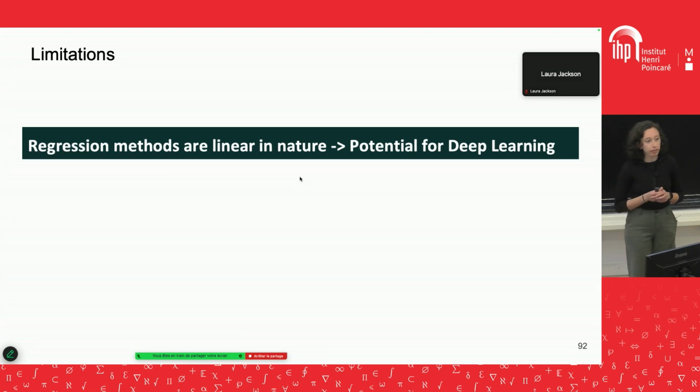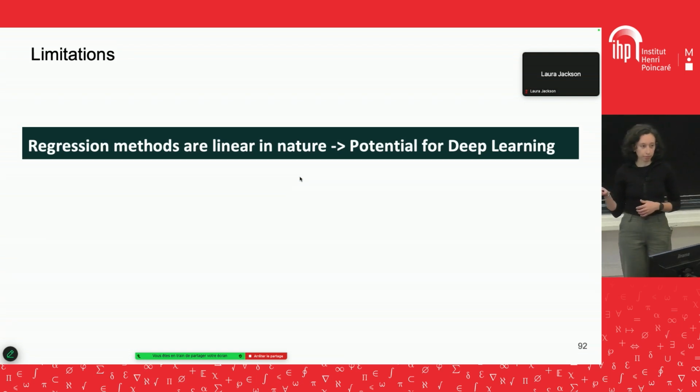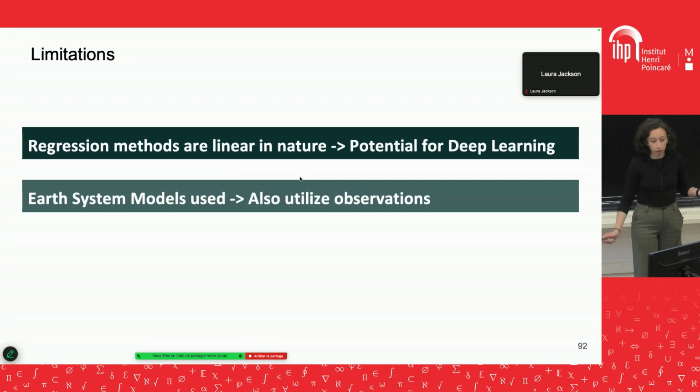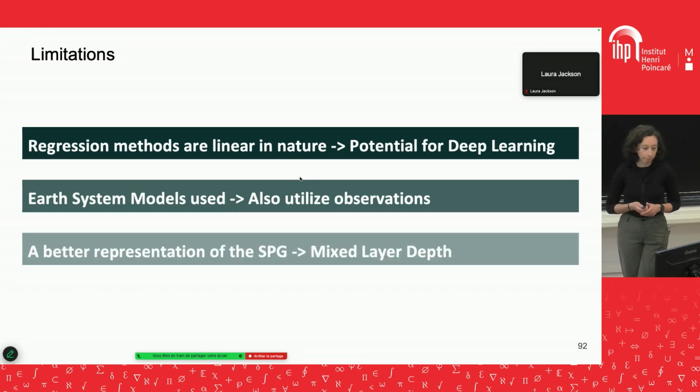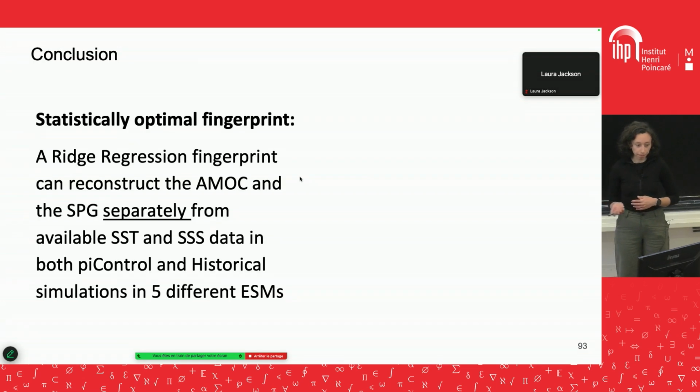Limitations are, of course, the regression models are linear in the arguments, so there is potential for deep learning analysis of these fingerprints. Also, I have only used Earth system models, not observations yet, so that will be future work. And as I mentioned earlier, I think a better representation of the SPG mixed layer depth could be useful.